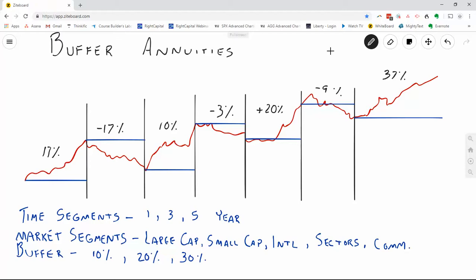So I want to look today at a particular tool for growth that I think will probably be new to a lot of individuals that may not have heard of what are called buffer annuities. The fact is that they are more recent. They haven't been around longer than maybe a decade and a half.